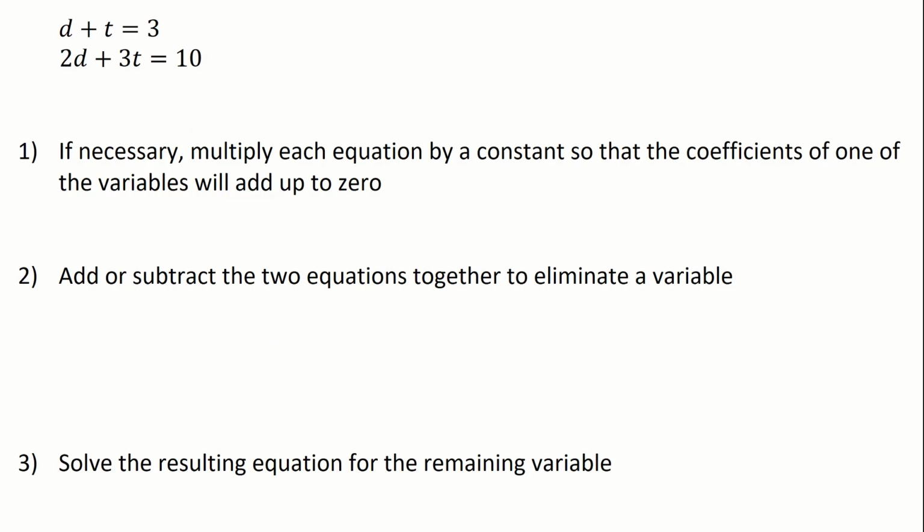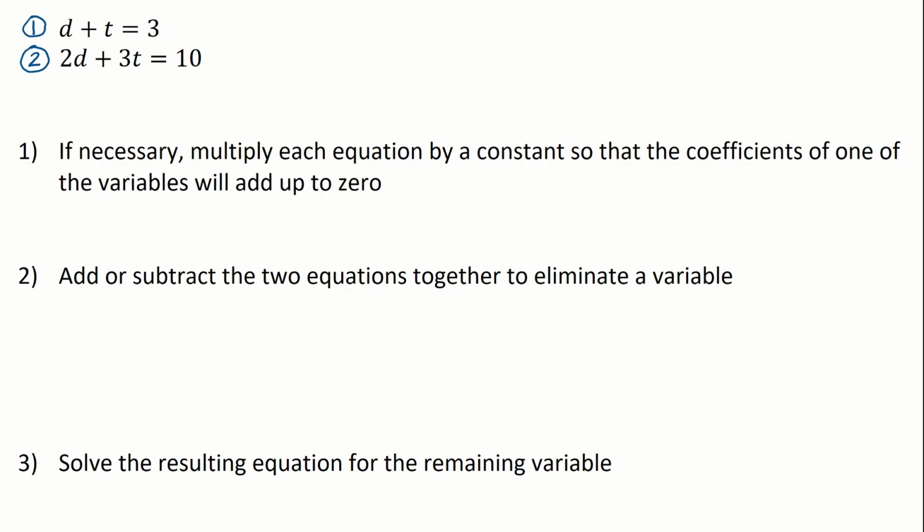We have d plus t is equal to 3, and 2d plus 3t is equal to 10. I'm going to label these as equation 1 and equation 2, just so we can refer back to them. Now our first step is, if necessary, multiply each equation by a constant so that the coefficients of one of the variables will add up to 0.